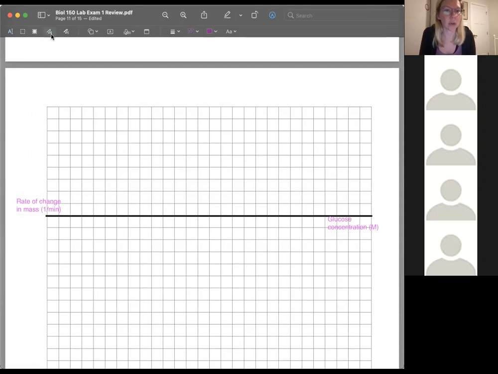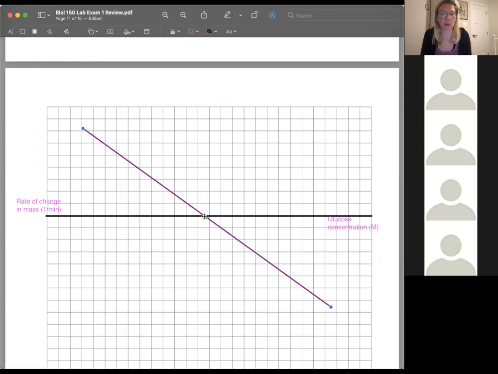And this line, what it would look like, it would start up here. Let's just use this guy. This line would start up here and it would look like that. It would have this kind of negative correlation to it. So as the glucose concentration increases, the rate of change in mass decreases. It goes from being a positive value to a negative value.